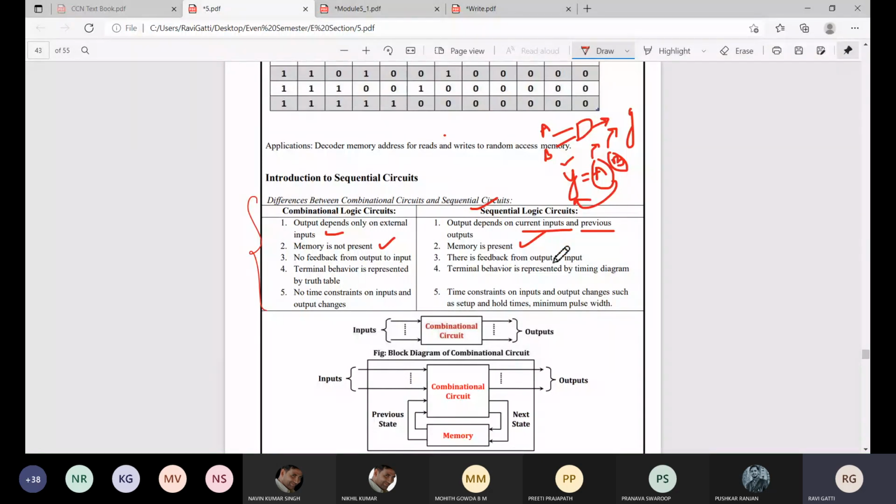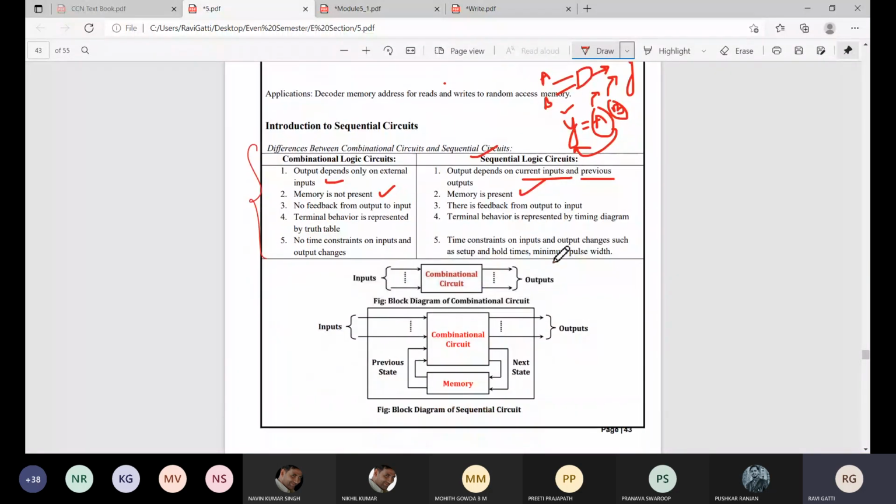So therefore we call sequential circuits as having memory. Now you can see a simple diagram representing the combinational circuit and a sequential circuit. In the combinational circuit, there is no feedback, so there is no interconnection of output and input. But in the sequential circuit, the output of this combinational circuit is given back to the input section. Which means there is a feedback from output to input in the sequential circuit. There is no feedback in the combinational circuit.